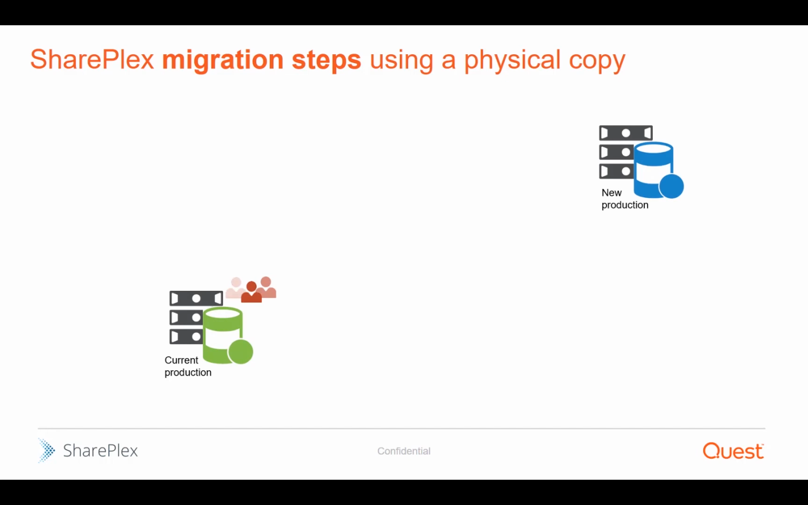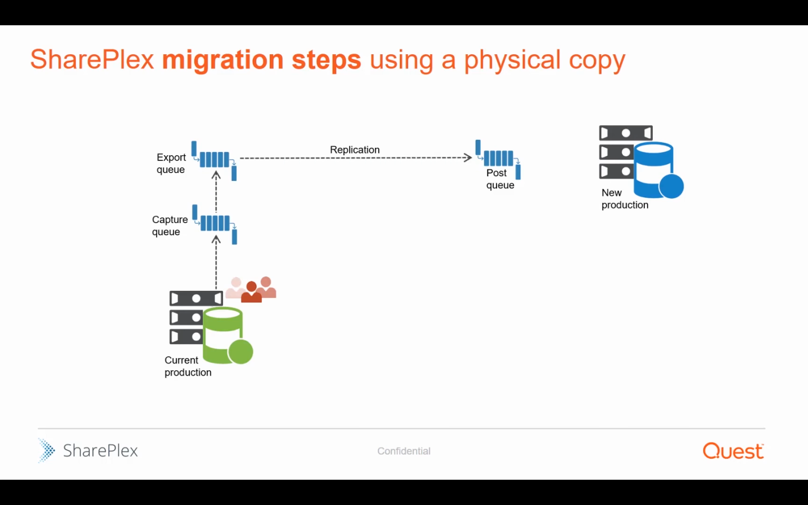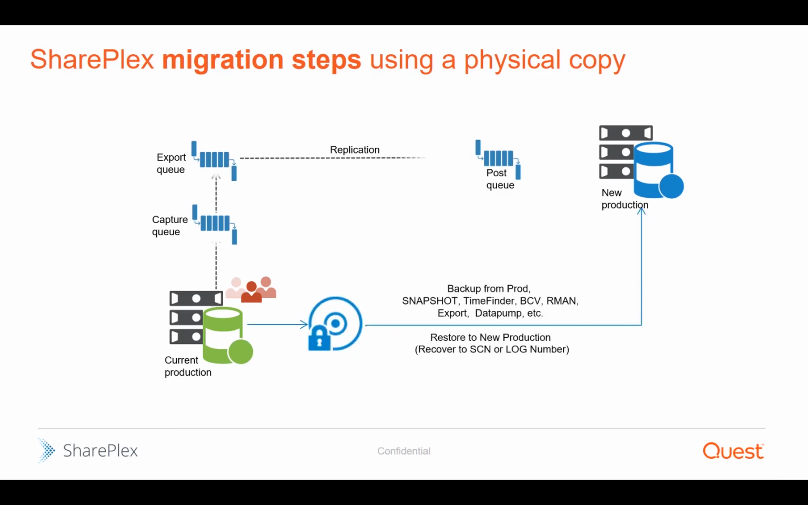So if you're thinking about using a physical copy, you set that replication up, and you stop the post queue before it actually applies anything. There's nothing in the target database at this stage, but all changes to that point in time are all being recorded. There are various different methods of backing up and restore, such as RMAN and data pump and exports. But as long as you can recover to a log number and SCN, this is the sort of key aspect here, is that how long will that take?